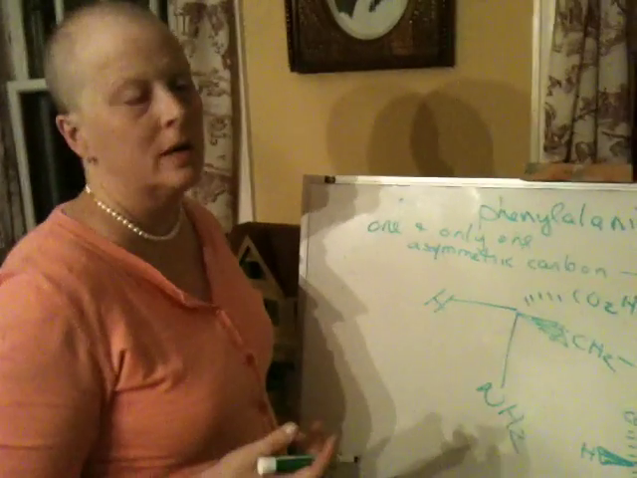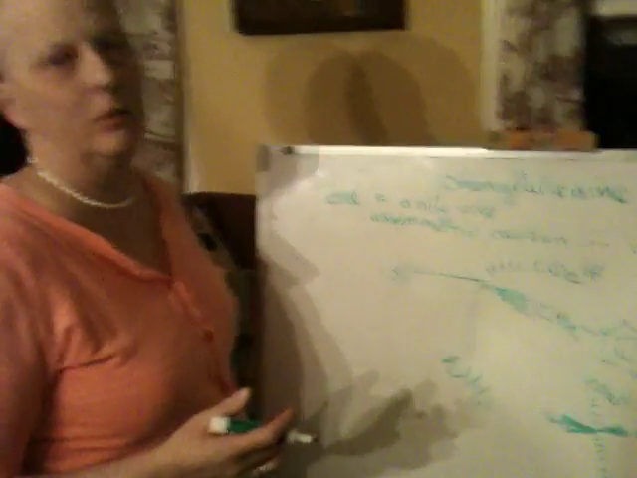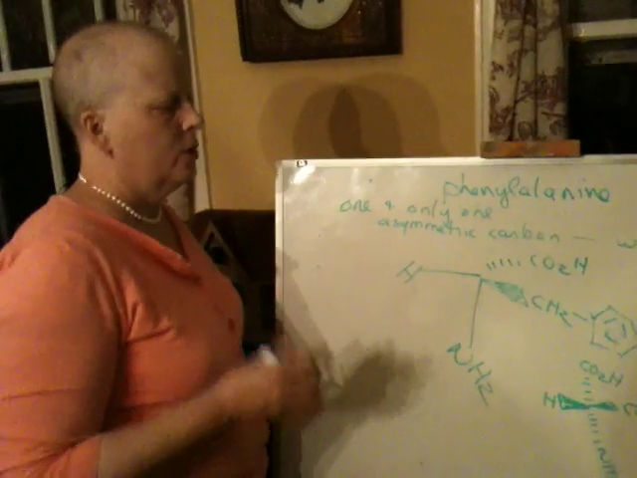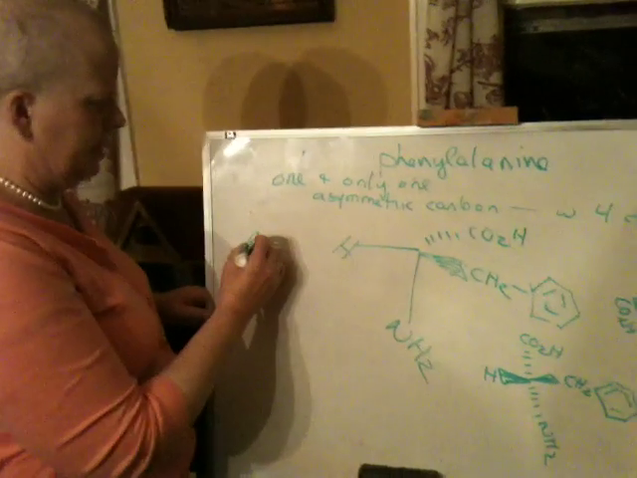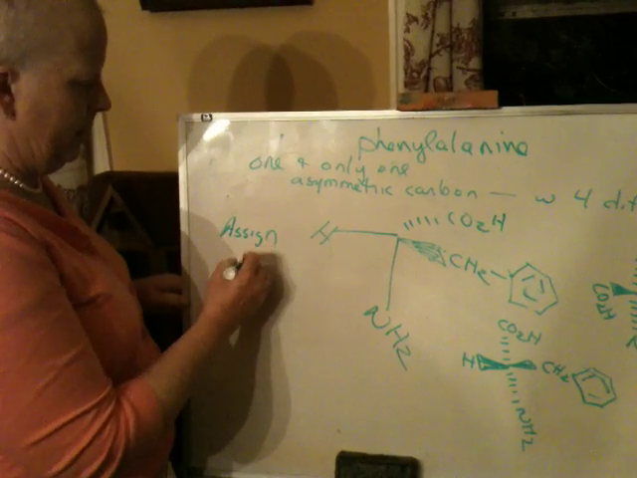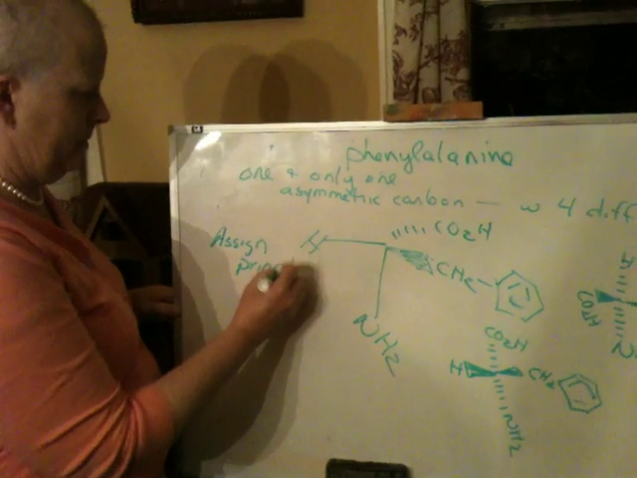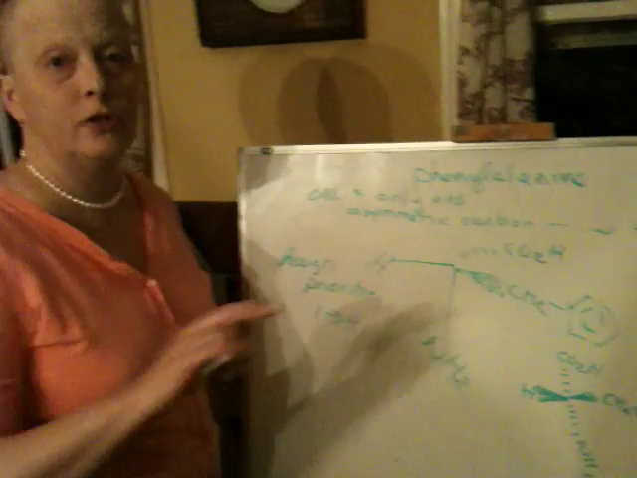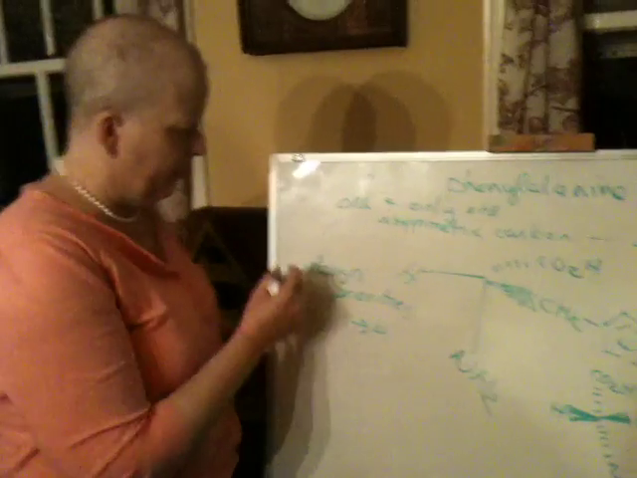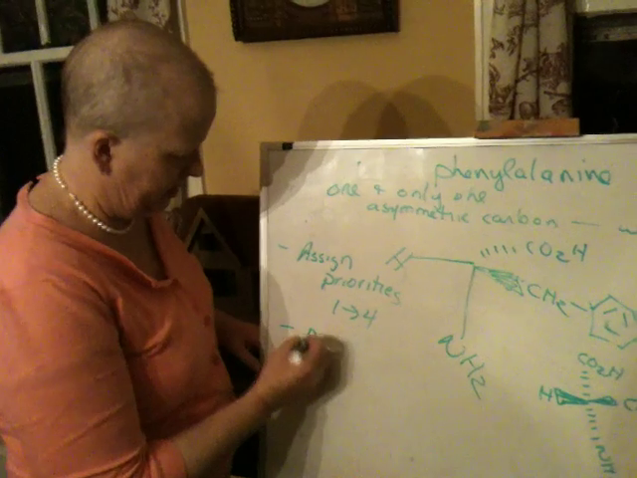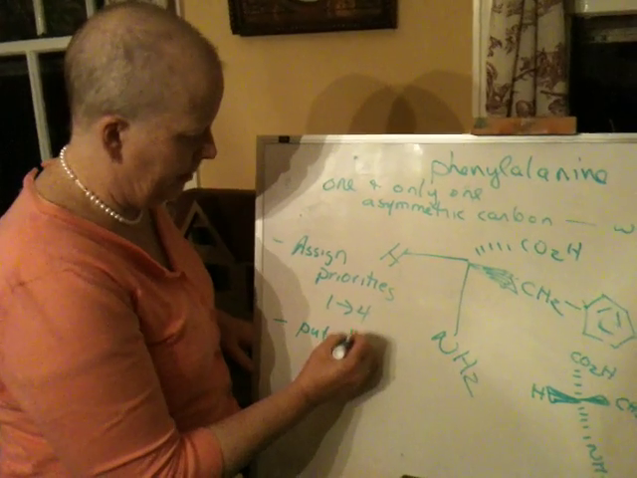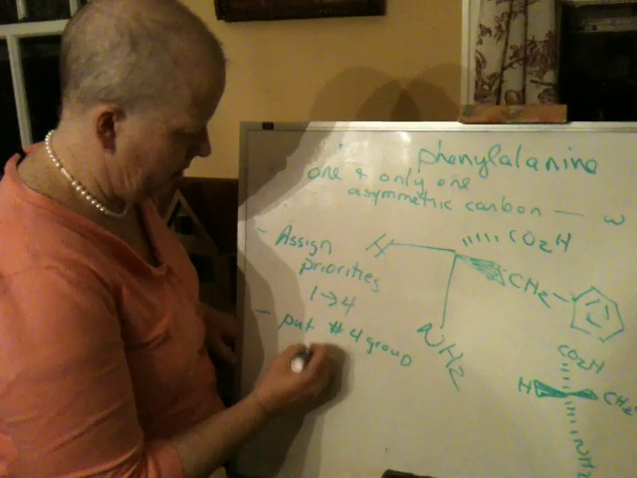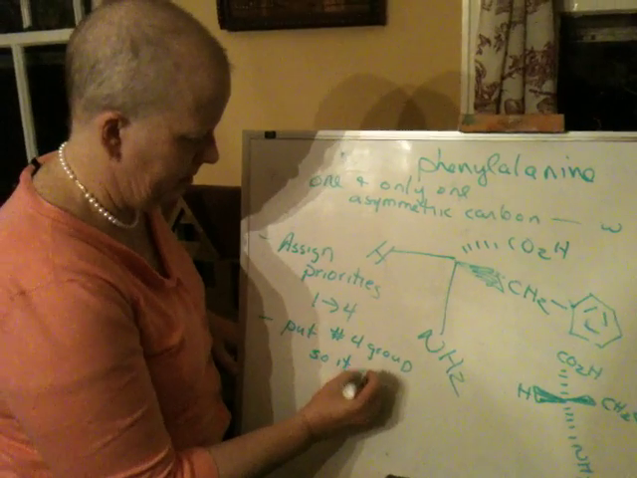There's two orientations. And I was showing you that idea last Friday with models. So what I said to you on Friday was you have to assign priorities 1 through 4, instead of 1 and 2 and 1 and 2. Then what you do is you put the number 4 group pointing away.